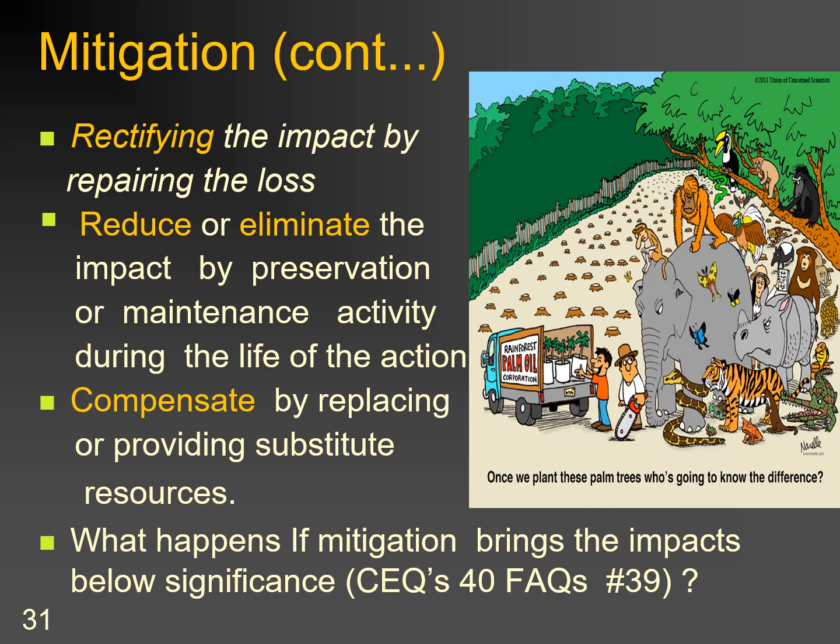And this is Council of Environmental Quality 40 frequently asked questions, number 39. You don't have to read them, but if you get into NEPA, you will be reading them. The Council of Environmental Quality says if you have adequate mitigation, if you've avoided, minimized, and then you have adequate compensatory mitigation, you don't have to do an environmental impact statement.